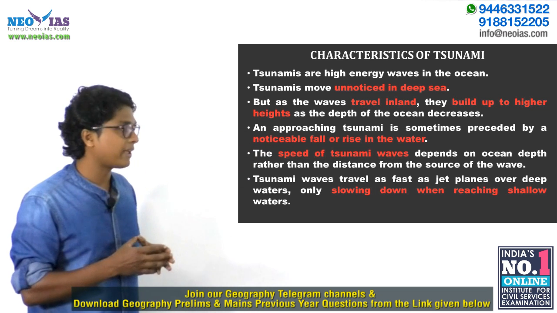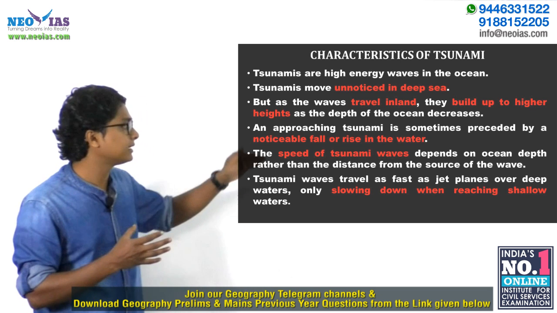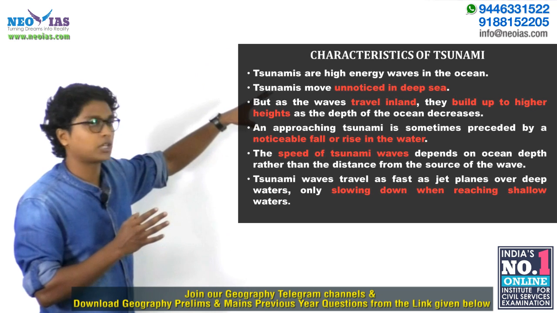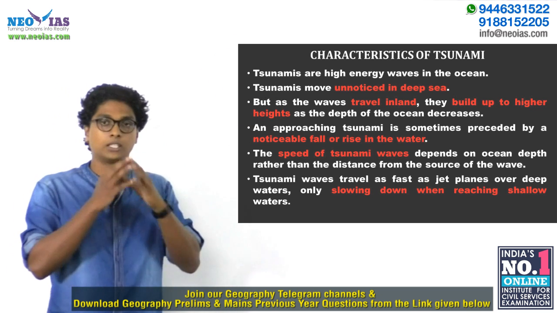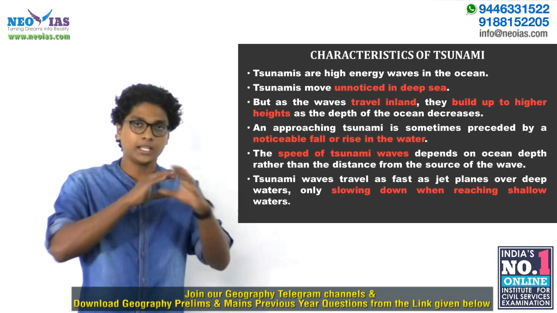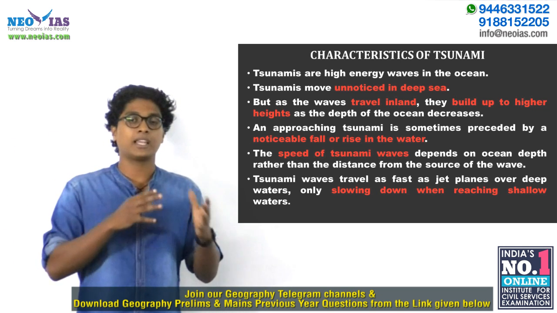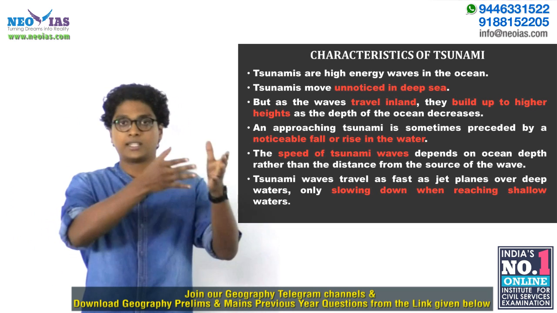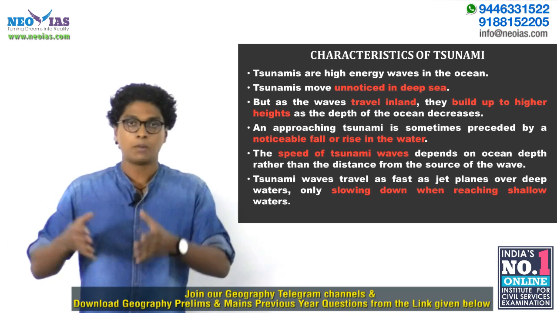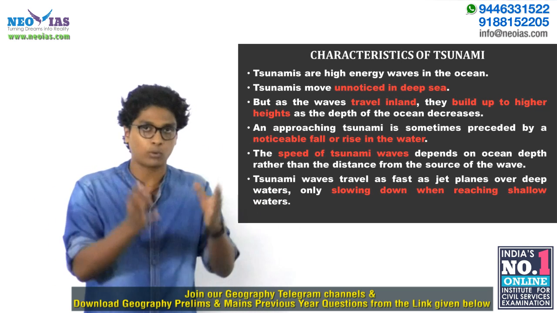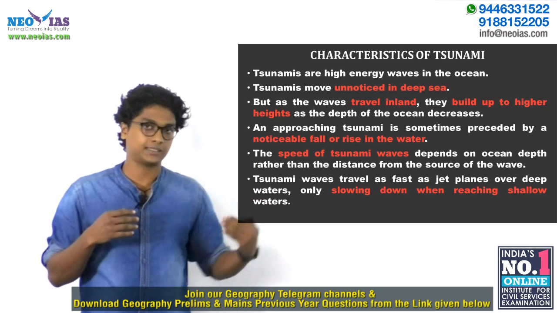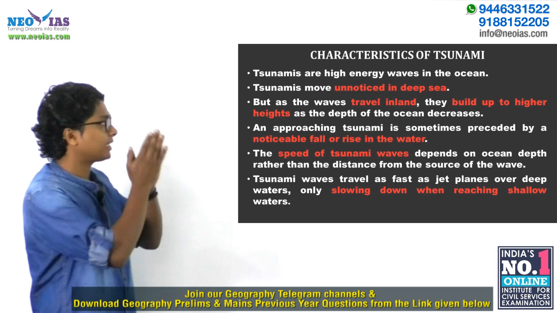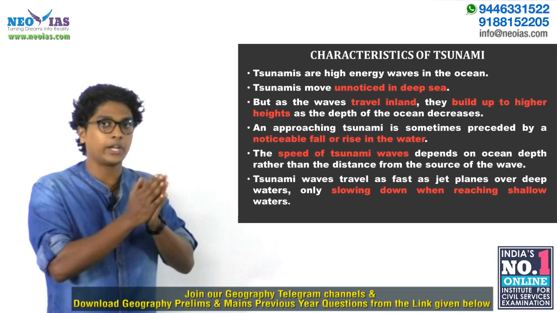Now the speed of the tsunami waves depends on the ocean's depth rather than the distance from the source of the wave. This is related to the feature I told you regarding the height of the tsunami waves. The tsunami waves travel with higher speed in the deep ocean, right? They can travel with a velocity as much as that of a jet aircraft, say 700 to 900 km per hour. But when they reach the coastal region, the shallower water, their velocity will decrease. Again, as we proceed in this video, we will see how this process takes place. So these are the certain characteristics of tsunami that you need to keep in mind, right?